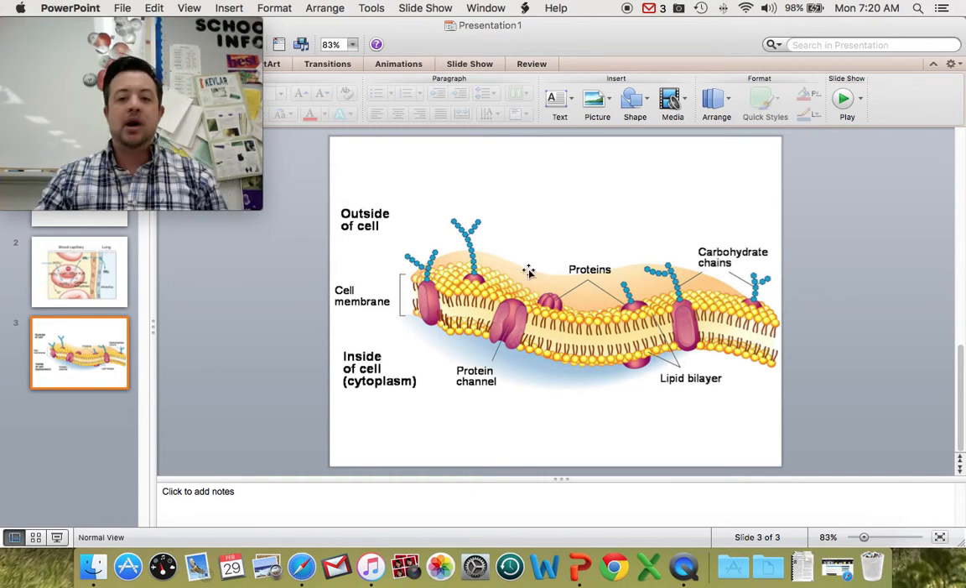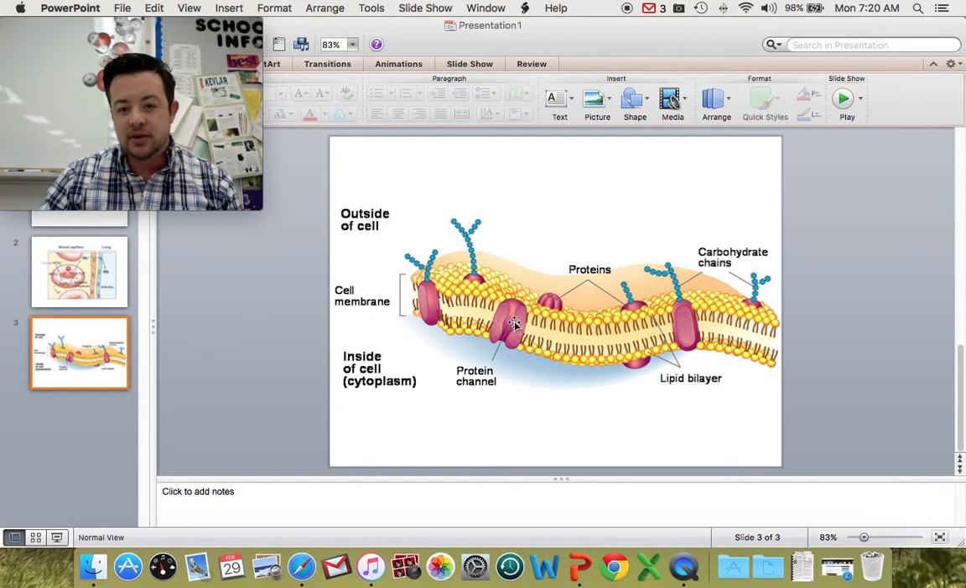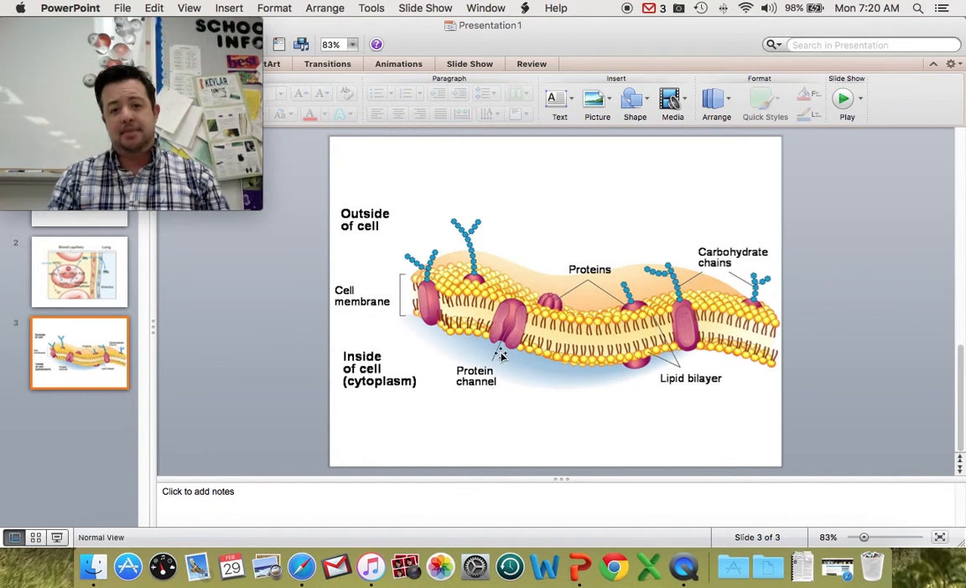And you can already see there's a little channel here that things can pass. Not all things are going to pass through there. Some things are going to go directly through the membrane, such as oxygen and CO2, and other things are going to have to use these channels. And that's what our next chapter is going to be about.